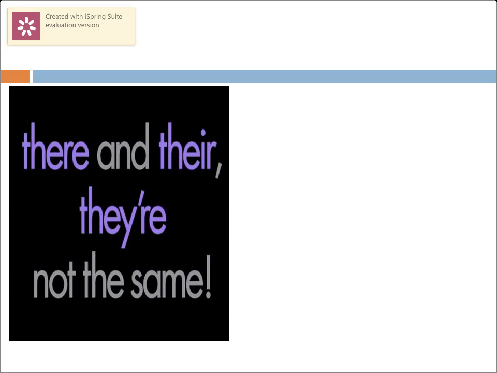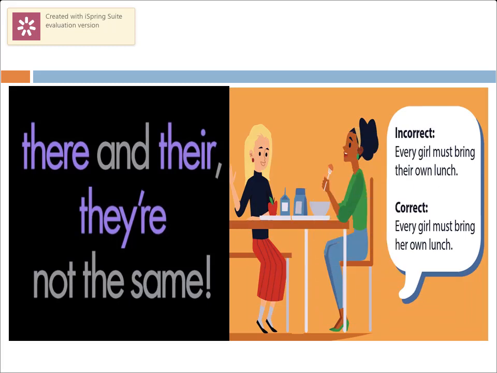Now, English as a language for any second language learner can be a stressful job. Because if you look at the words they, their, and there, though the sound or the pronunciation of each of them is the same, the meaning is very different. Sometimes Indian learners can confuse them one for the other. Or for that matter, observe this: every girl must bring their own lunch.